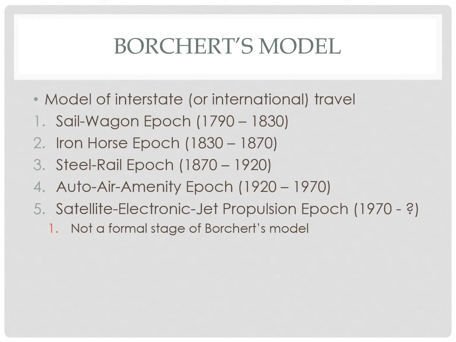Now, we have a new model that we have to introduce, and that is Borchert's model. Now, Borchert's model is a model of interstate or international travel, and essentially looks at different modes of transportation at different periods of time in history. And so he calls them epochs. They're just periods of time. So we start out with the sail wagon epoch, 1790 to 1830. This is using periods of time for the United States. And cities were relatively isolated, very limited connections.